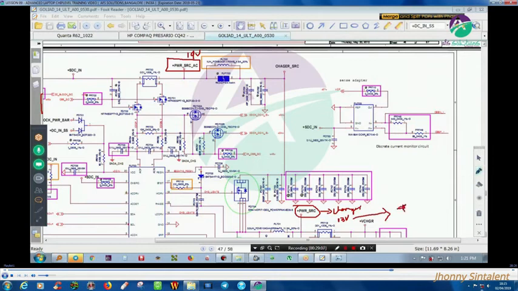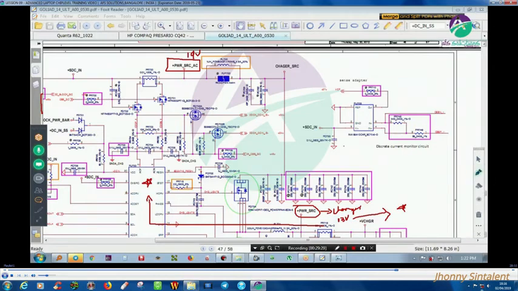This is very important. If this 13 volts is not coming, your laptop will not power on in any scenario. It will not power on. For this, you have to complete the requirements of your charger IC. Charger IC and this 13 volts is the requirement.